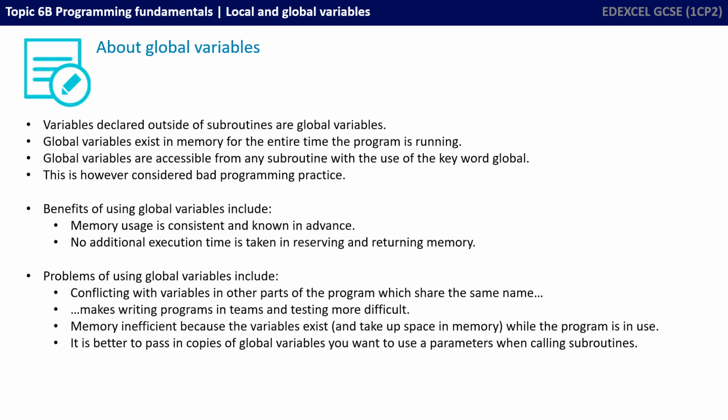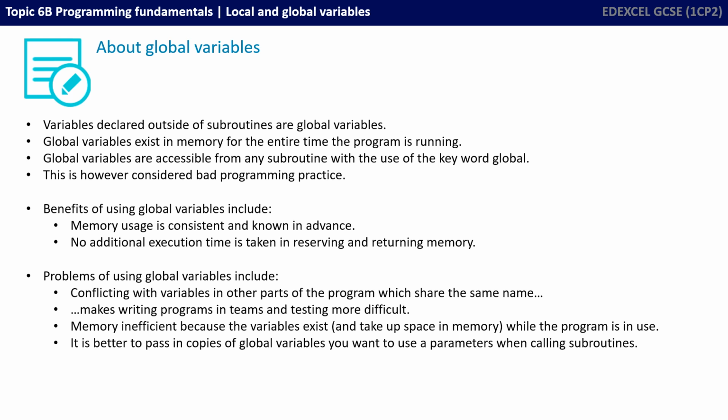So let's recap what we know about global variables. They're declared outside of subroutines, and they exist in memory for the entire time the programming is running. Global variables can be accessed from inside subroutines with the use of the keyword global. This is, however, considered bad programming practice.